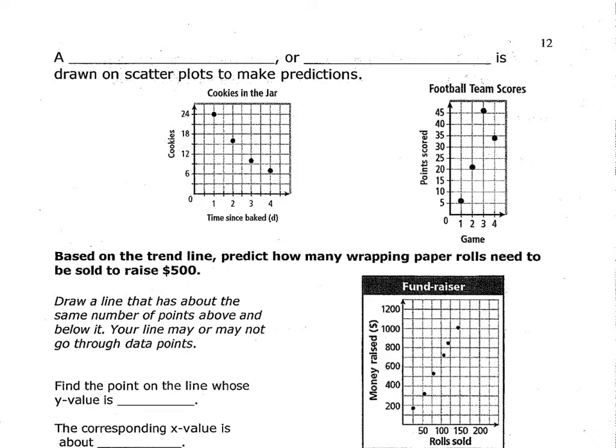So we've learned a little bit about scatter plots and the different types of correlation. Now we're going to learn about trend lines and predictions. The first term you need to know is that a trend line or line of best fit is drawn on scatter plots to make predictions.